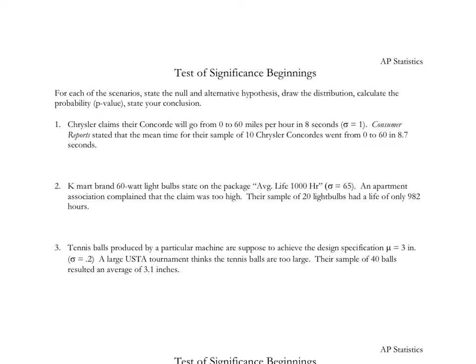So, first off, let's look at the first example. Chrysler claims their Concorde will go from 0 to 60 in 8 seconds. 0 to 60 miles per hour in 8 seconds with a standard deviation of 1. Okay, so this is given to you. It's kind of given to you in the background of the problem. Consumer Reports stated that the mean time for their sample of 10 Chrysler Concordes went from 0 to 60 in 8.7 seconds.